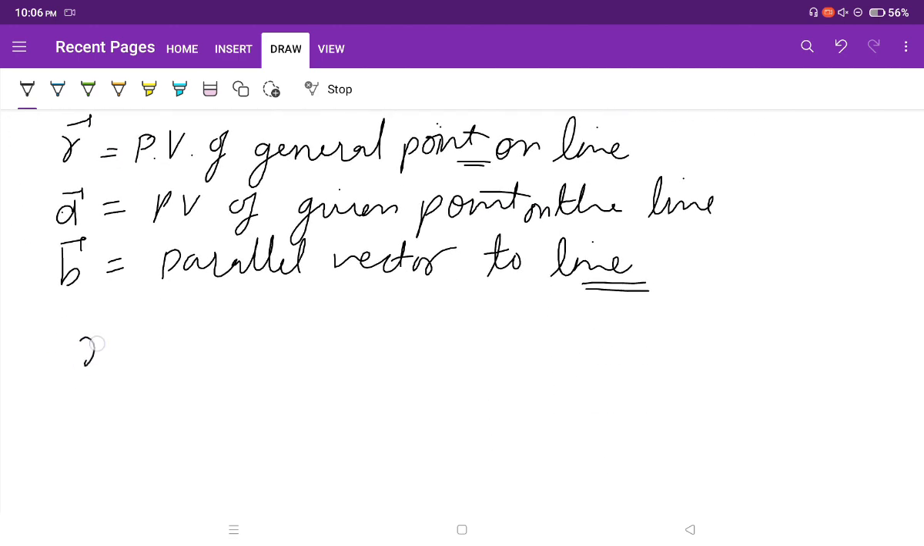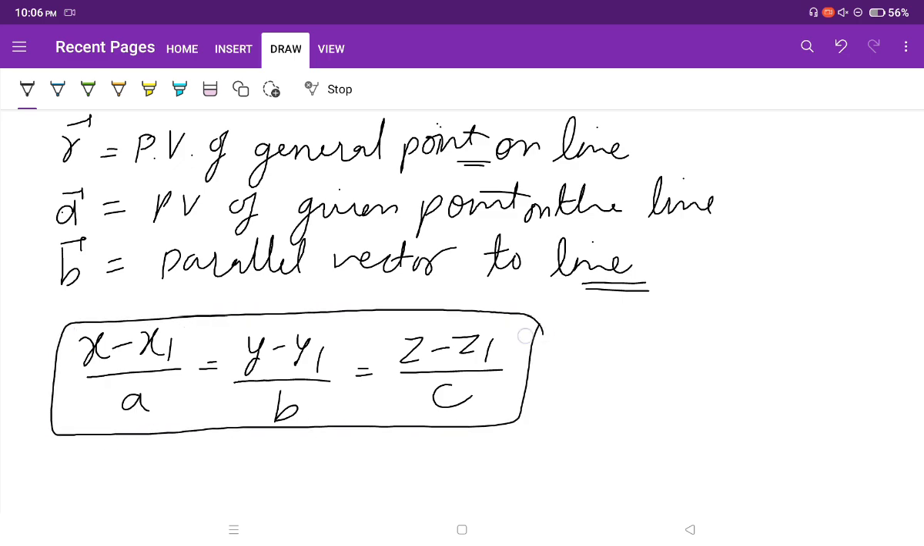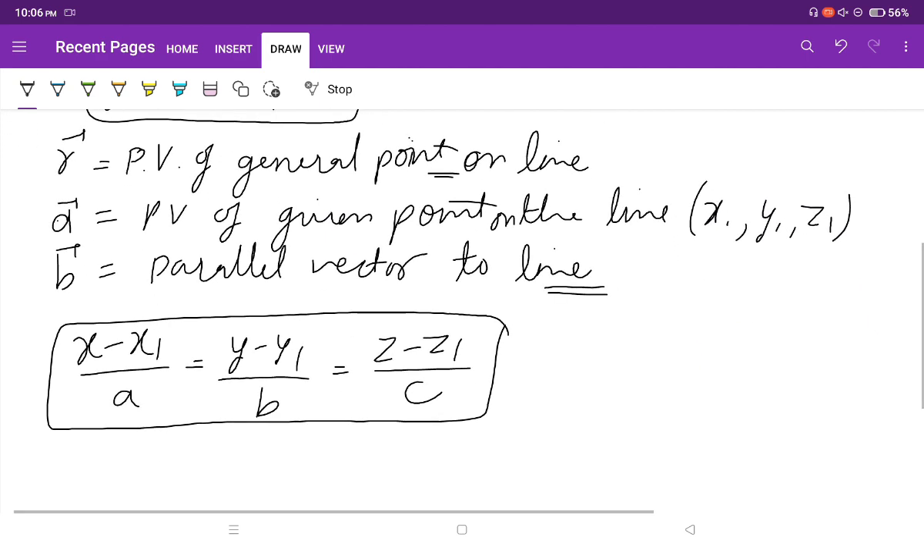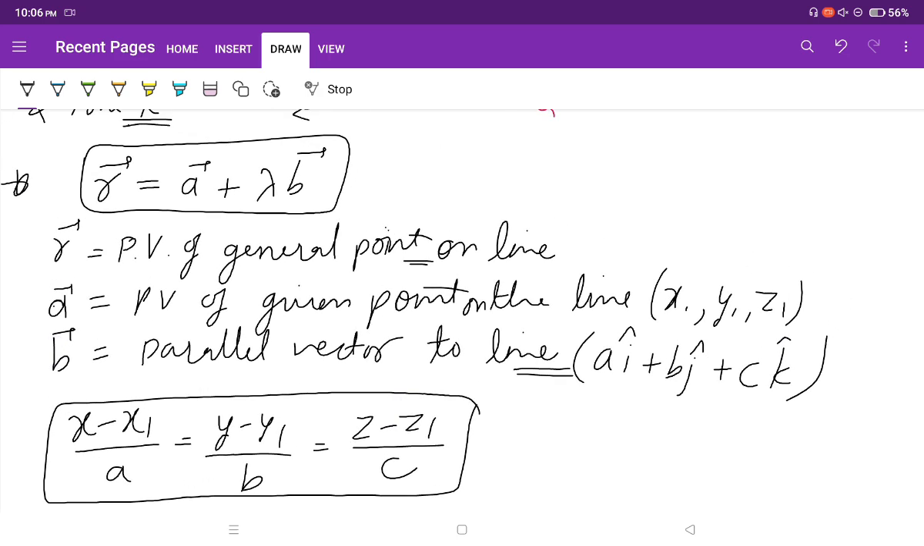Similarly, in the Cartesian form, we have (x minus x1) over a equals (y minus y1) over b equals (z minus z1) over c, right? Where x1, y1 and z1 were the coordinates of the given point, and a, b, c were the direction ratios of vector b, right? Now we can use either form of the equation of the line. We will prefer Cartesian form, because it is easy to understand, right?